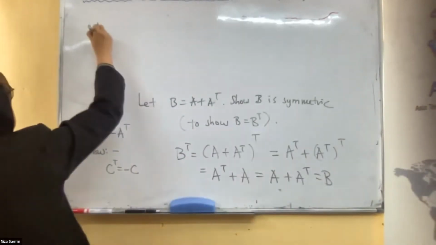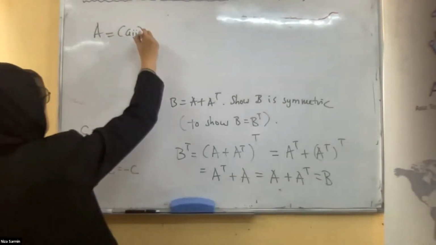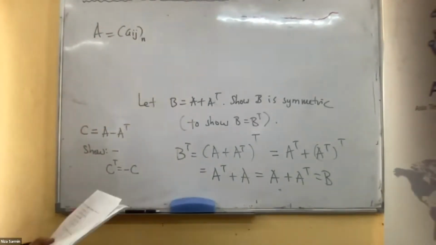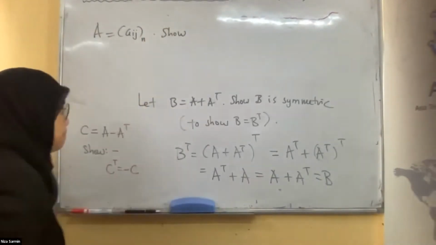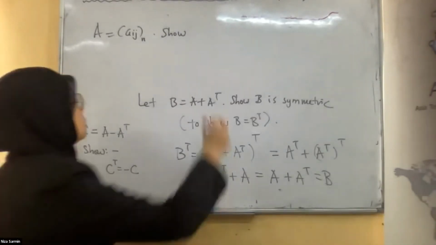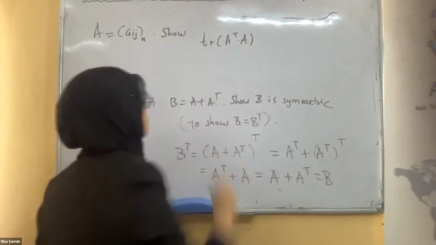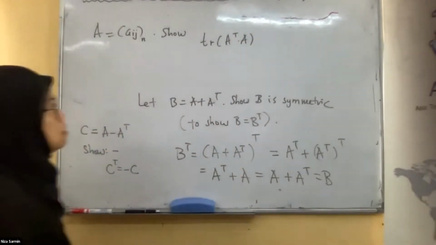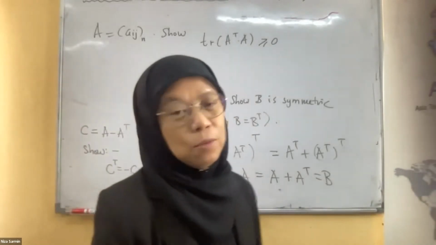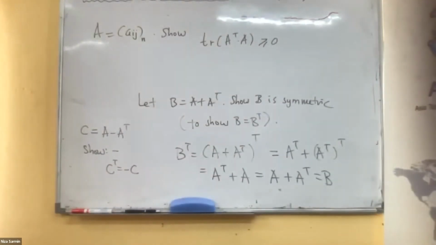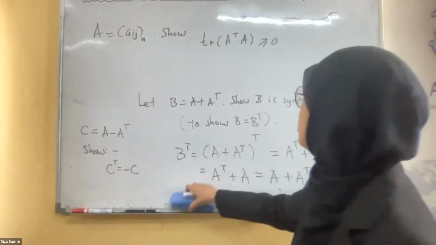So A is A_ij, N by N. Show that the trace of A transpose times A is always non-negative. It's not positive, it's non-negative. Non-negative, 0 or more. Okay.